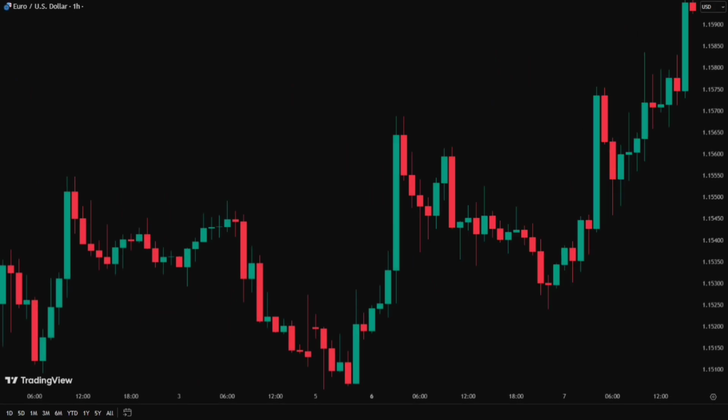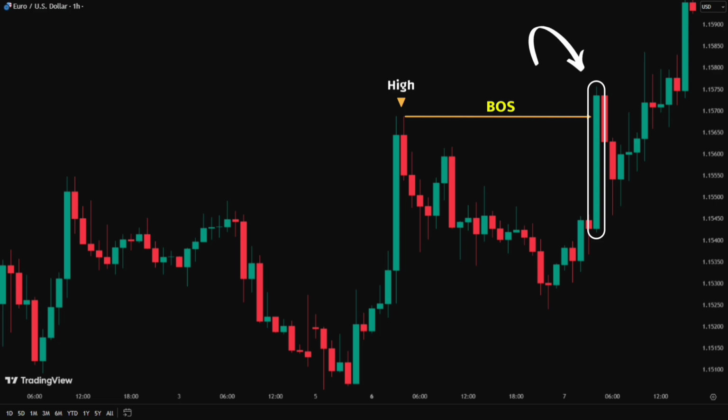On the Euro-Dollar 1-hour chart, price creates a clear swing high that it pulled back from significantly. When price pushes above that level with a strong bullish candle closing above it, that is a valid break of structure to the upside. It confirms that buyers are still in control and we stay biased to the long side.